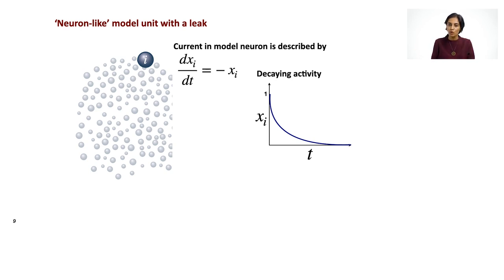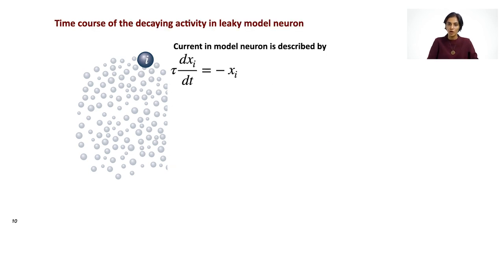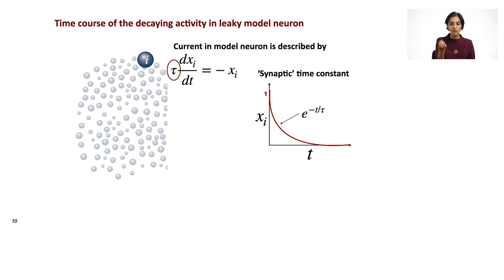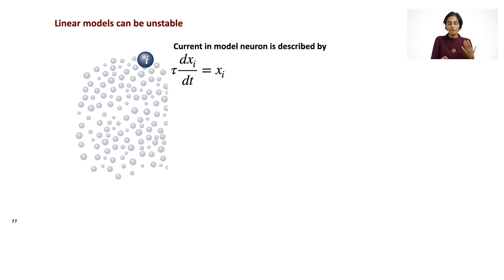Now, when you're building neuron-like model units, you can also introduce a time dependence to this. You can control how fast this current decays to 0 by introducing this letter tau to the front of this ordinary differential equation. And so that controls how fast this decays. It's still an exponential decline to 0 at long term, but you've now introduced the concept of a synaptic time constant.